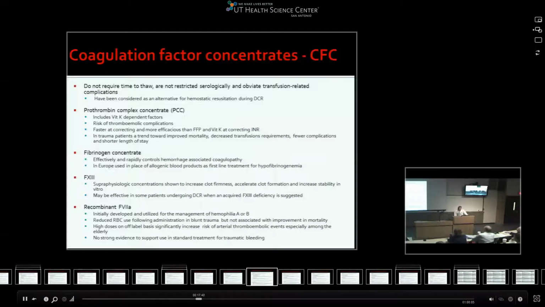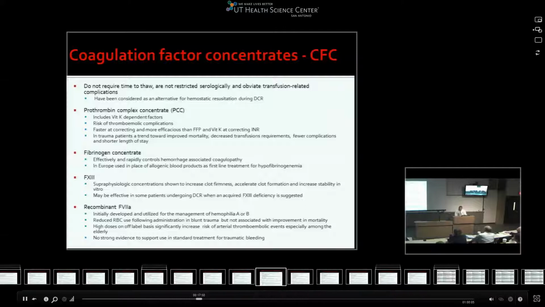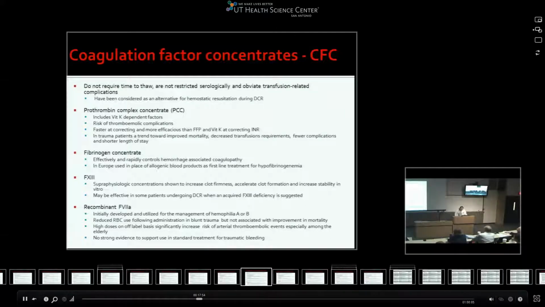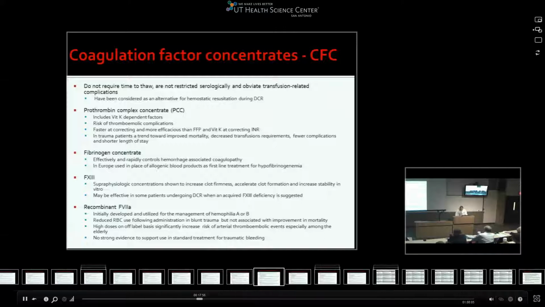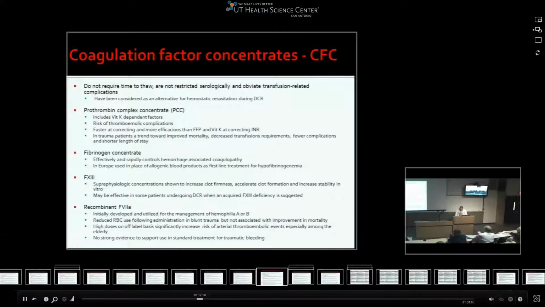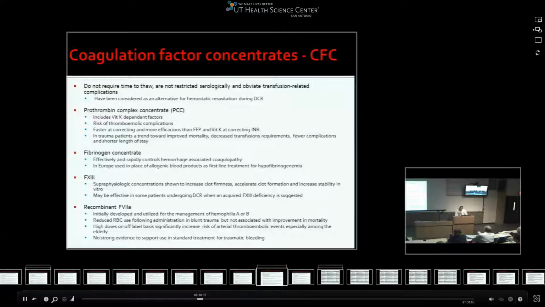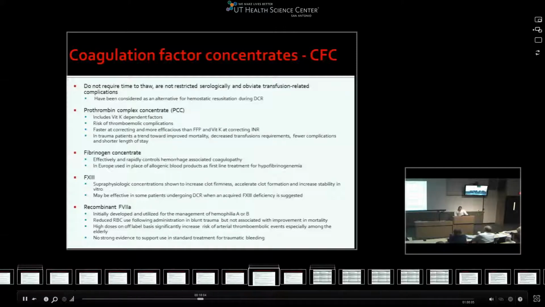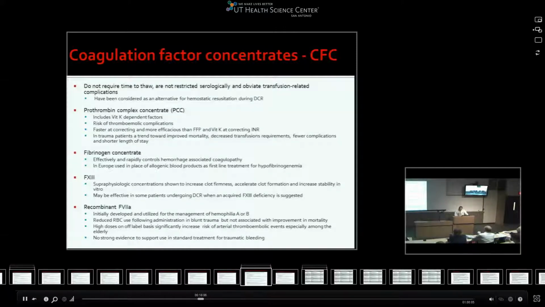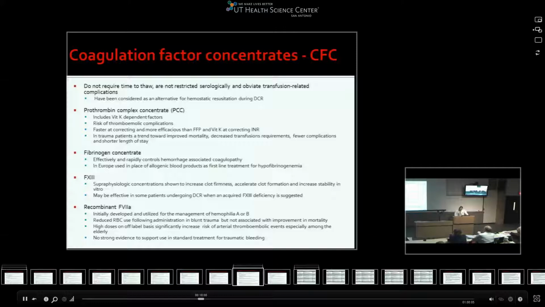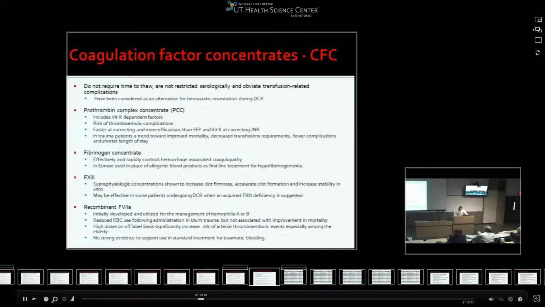Recombinant factor VIIa was initially developed and utilized for the management of hemophilia A and B, and has been shown to reduce red blood cell use following administration in blunt trauma, but is not associated with improvement in mortality. And there's concern that high doses on an off-label basis significantly increase the risk of thromboembolic events, especially among the elderly. Currently, there is no strong evidence supporting a standard treatment for traumatic bleeding.